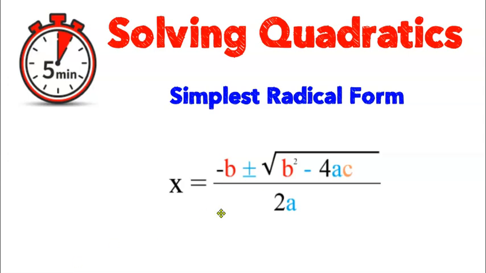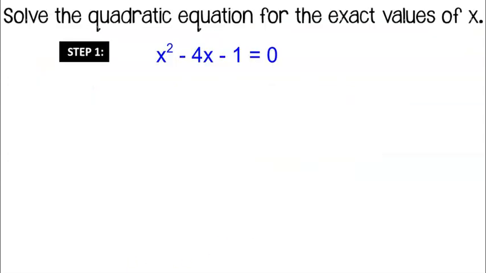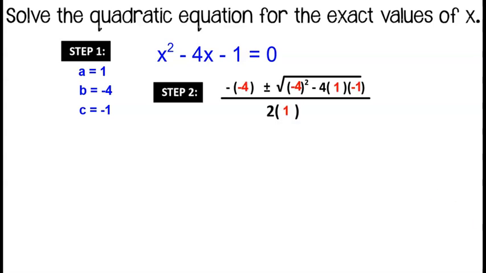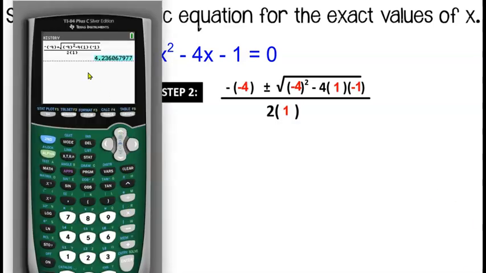Solving quadratics using the quadratic formula, but answering in simplest radical form. In this example, the directions say to solve the quadratic equation for the exact value of x. This phrase is very important because even if you're able to identify the a, b, and c values and correctly put them into the quadratic formula, you might get an answer that's irrational.